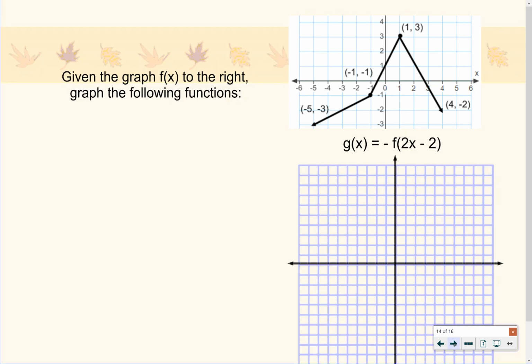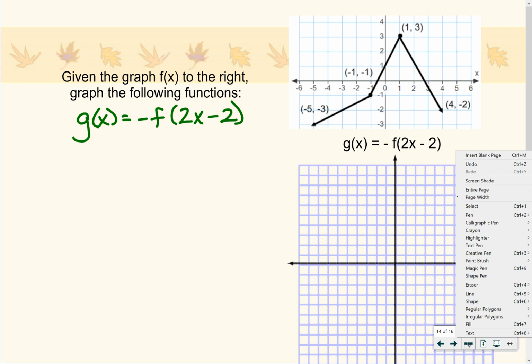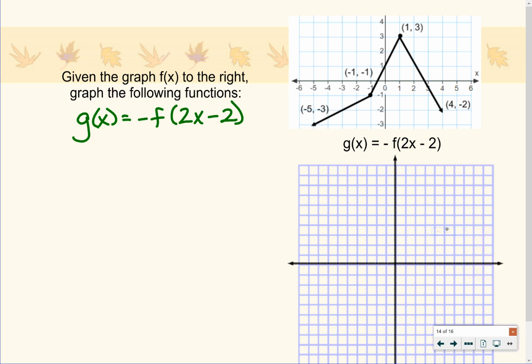So, another problem. I've got g of x over here. I'll write it a little bigger for you. g of x equals -f of 2x minus 2. We're going to do it with the points only this time. We're not going to mess with the graph. I need to name the transformations, and actually I don't even need to go that far. I could just name A, B, C, and D. If I can find A, B, C, and D, I'm good.